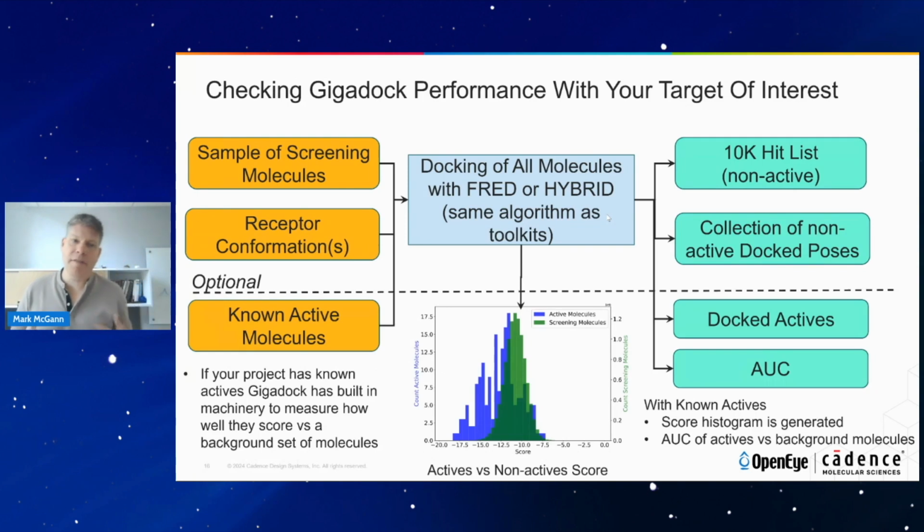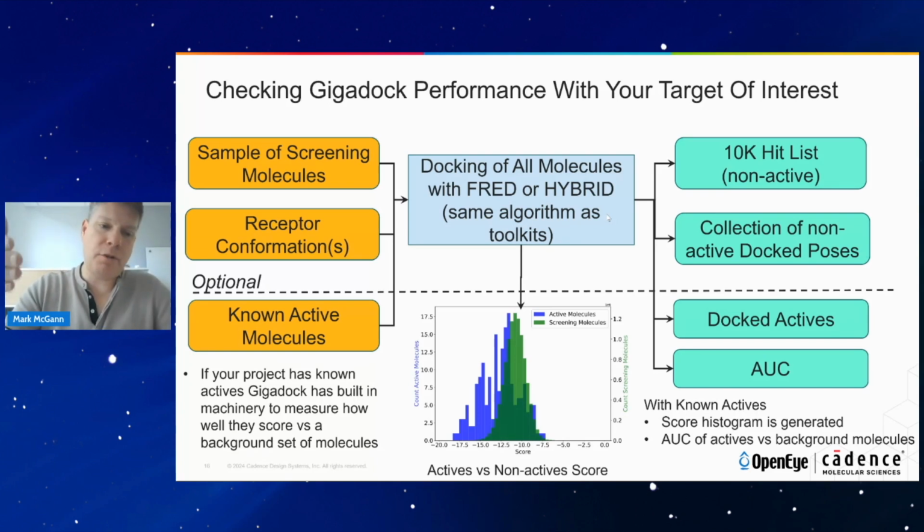You also have the option with the Gigadock flow to give it known active molecules. And the purpose of this is, say you have a project with some molecules that you know to be active, and you want to know whether or not your docking is going to be successful against your particular target. Most virtual screening tools tend to perform differently on different targets. Sometimes they do really well on one target, sometimes they do relatively poorly on another target. This is just a feature of basically all virtual screening programs.